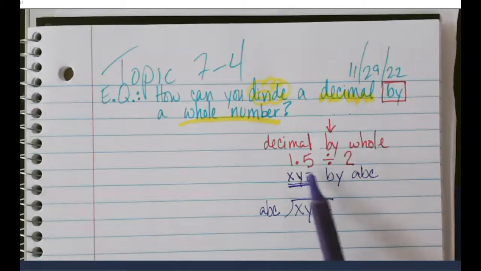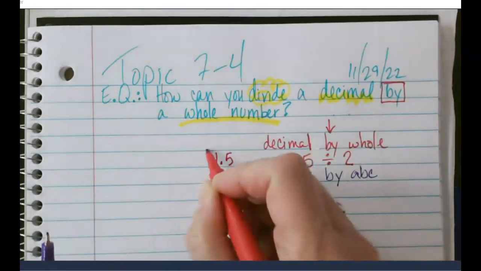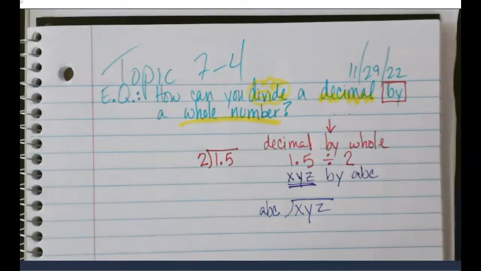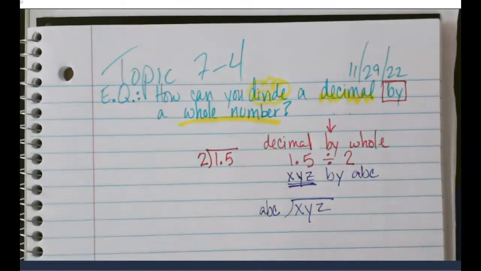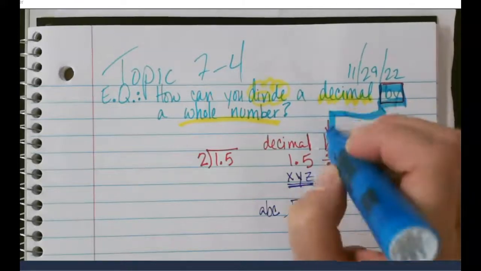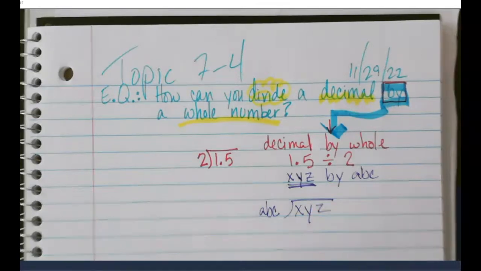So if we were to set this up, it would be 1.5 divided by 2. Or 1.5 divided by 2. Okay? My whole point in having us recognize this helps us put it in a mathematical sentence. So then we can see how we're going to set it up with a division house.